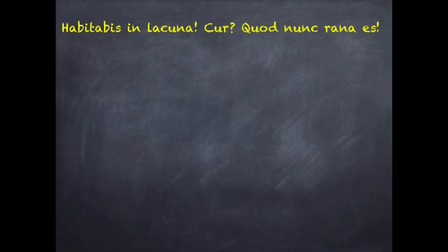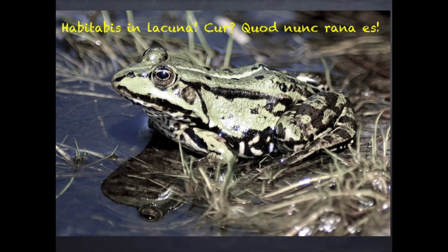Check out this next sentence from the story about Latona and her daughter Diana. Habitabis in lacuna, cur quod nunc rana est. Yes, you remember this at the end of the story. The prepositional phrase is in lacuna, and the sentence means you will live in the lake. Cur, why? Because now you are a frog.